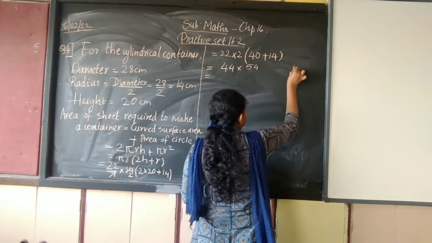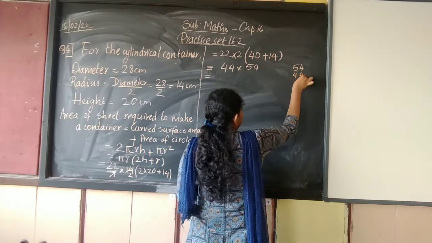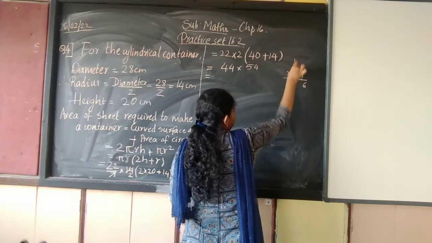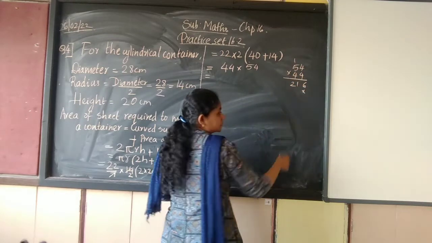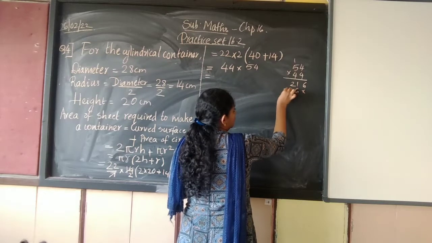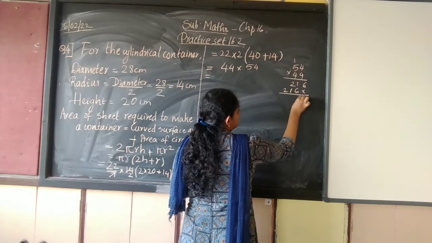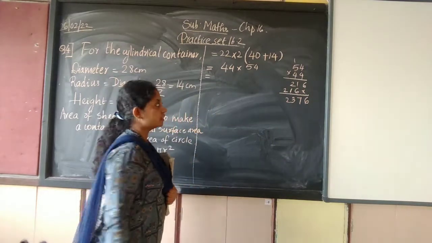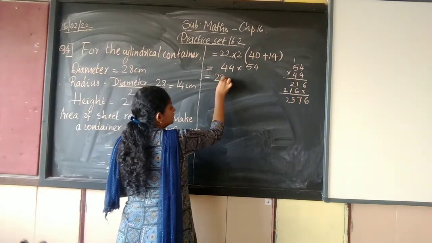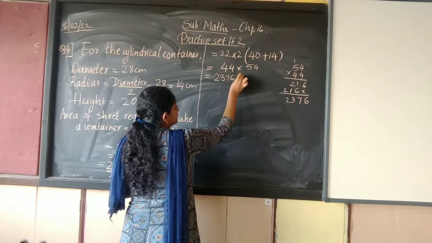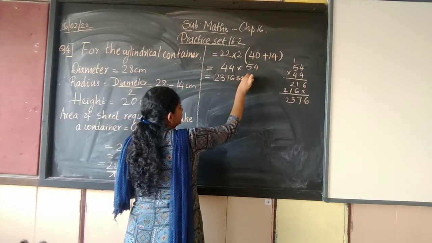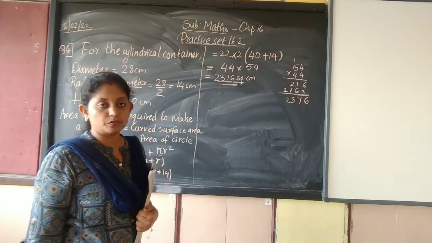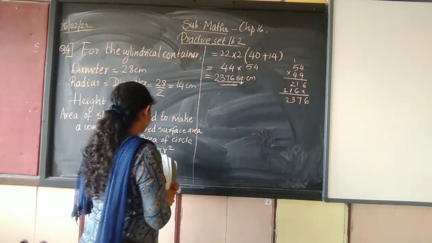So let's find out 54 into 44, how much? 4 fours are 16, 5 fours are 20 plus 1, 21. Same thing copy, 6, 1, 2. 6, 7, 3, 2. So what is our answer? 2376 square centimeter. This is the area of sheet required to make the container.